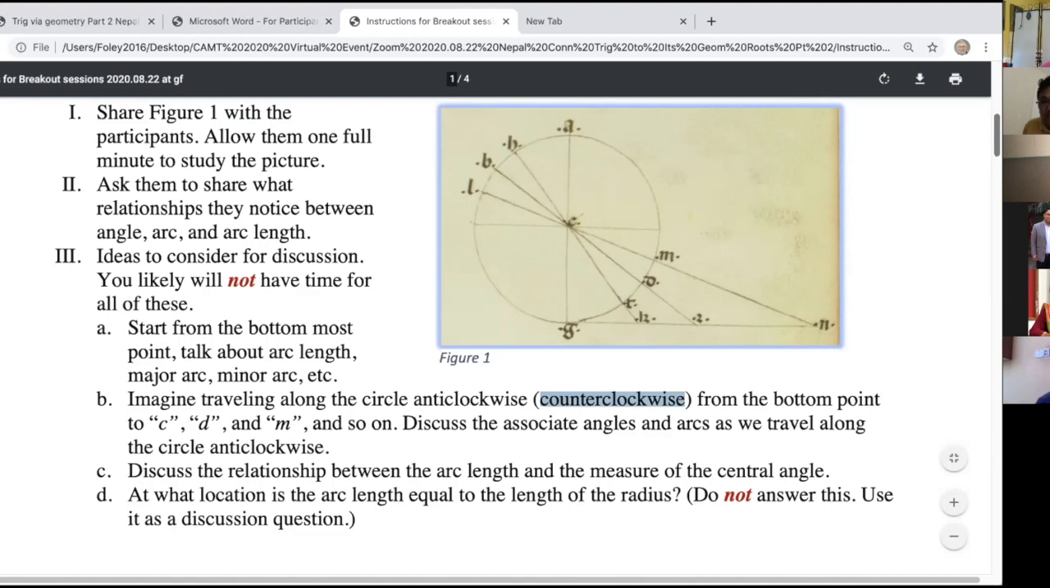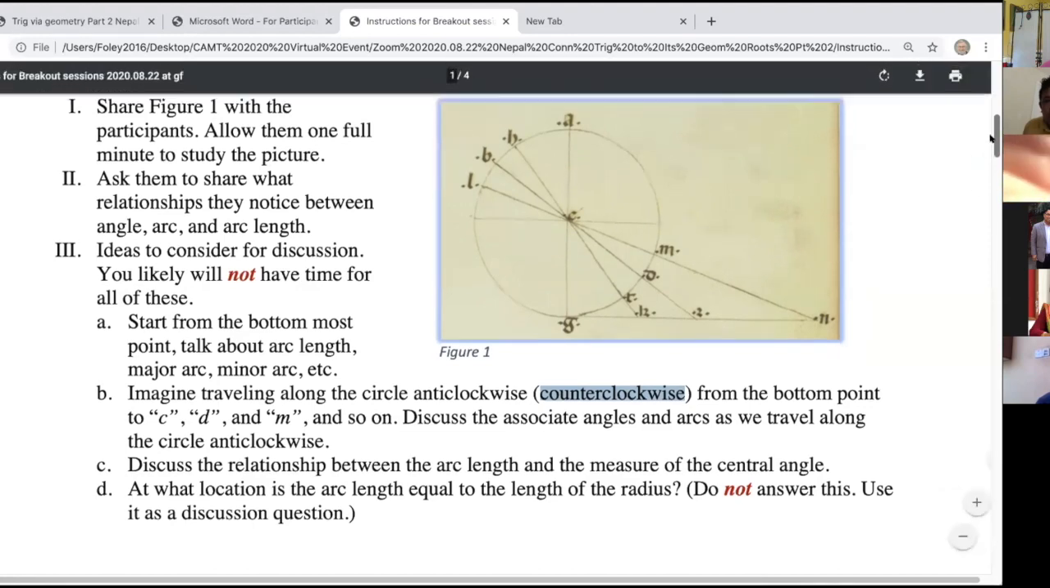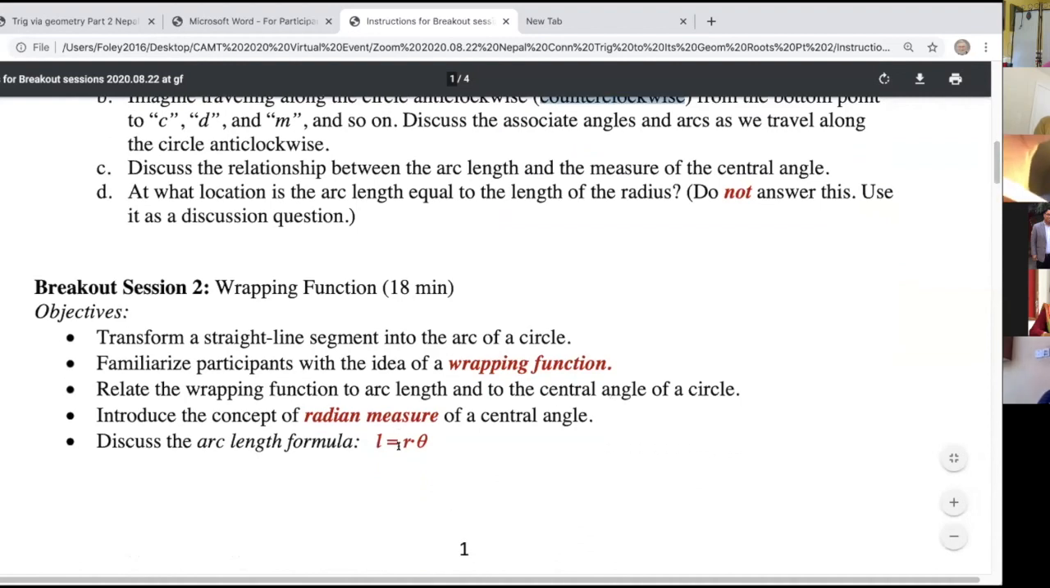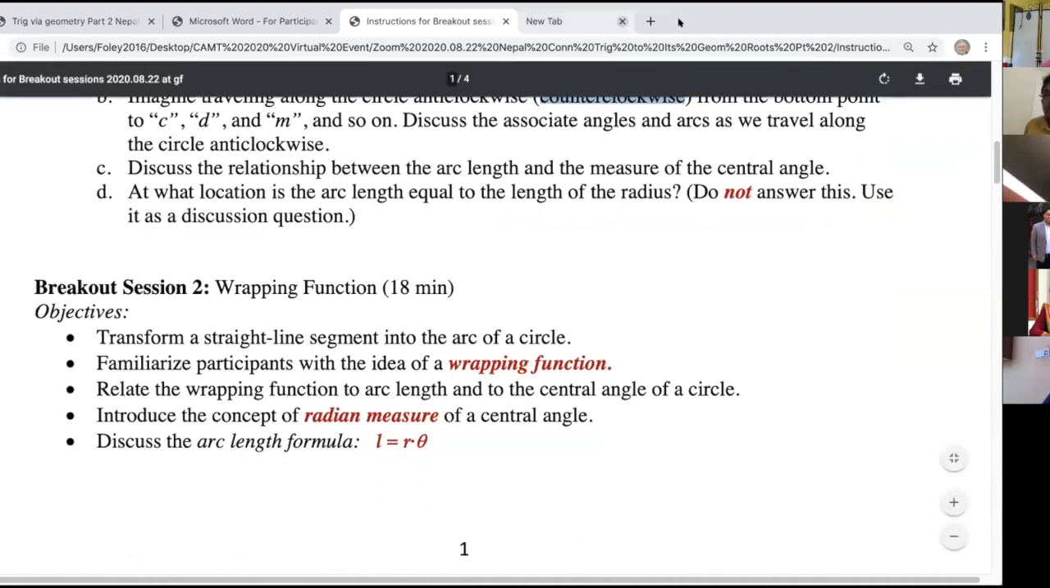Okay. So the main ideas we're trying to get across is that you have circles and you have arcs. The other thing is that associated with each arc on the circle is an angle. And one of the things that we want to discuss in this next session is L equal to R times theta, and that this actually works best when you use radian measure. And so to try to get some sense of radian measure, we're going to actually do a Desmos activity.